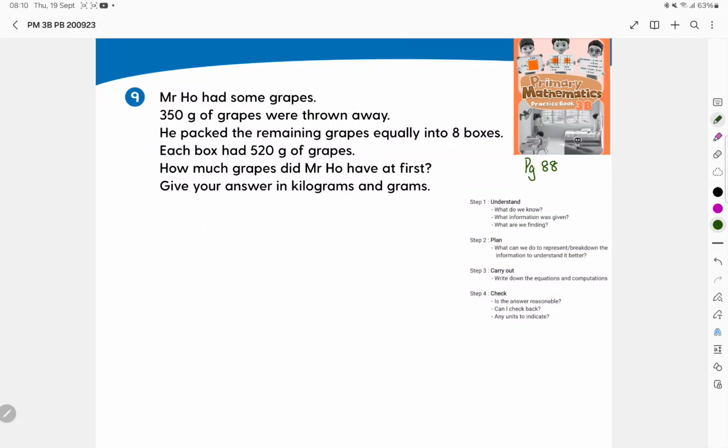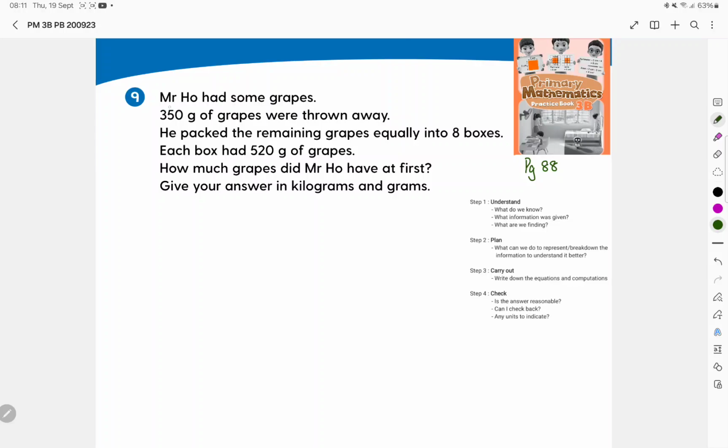So this question is from the Primary Mathematics Practice Book 3B, page 88. We are solving a word problem that involves length, mass and volume. Now we start off by understanding the question, knowing what we know from this question, what information was given, and what we are finding.